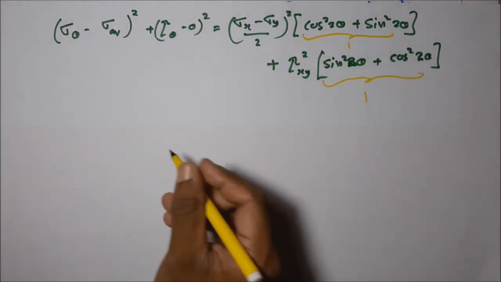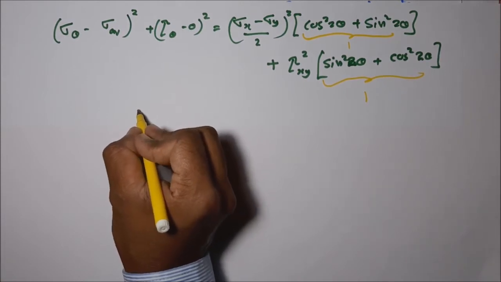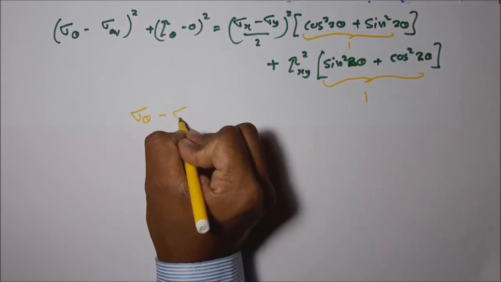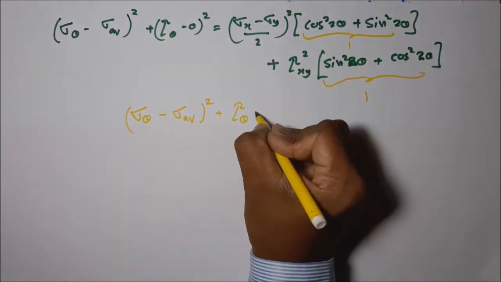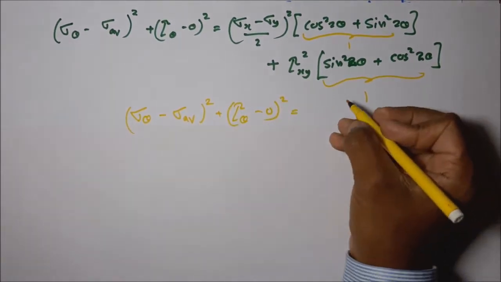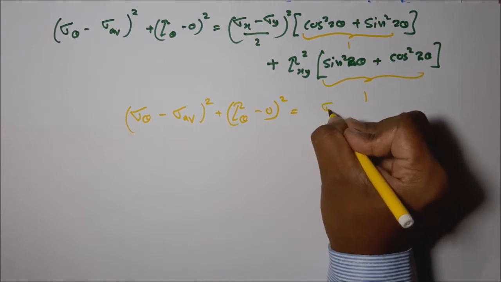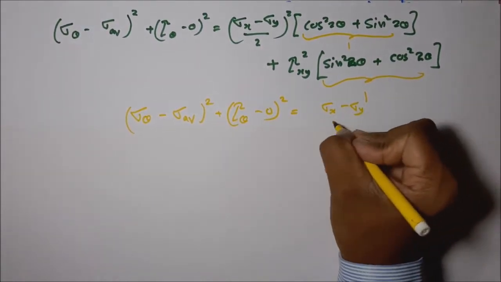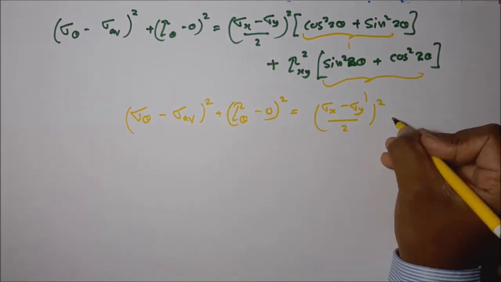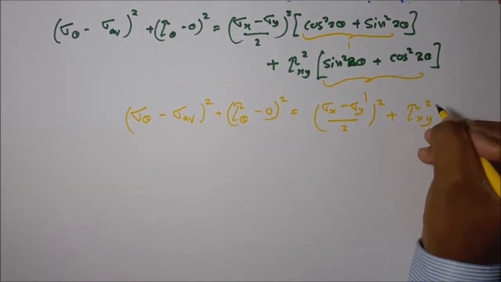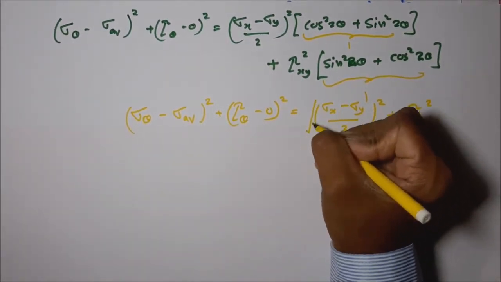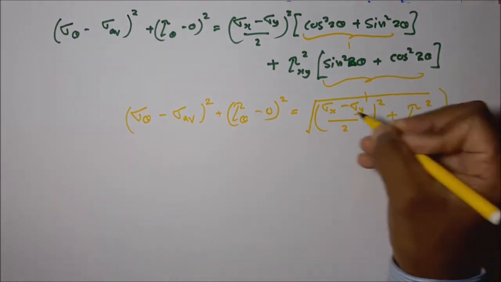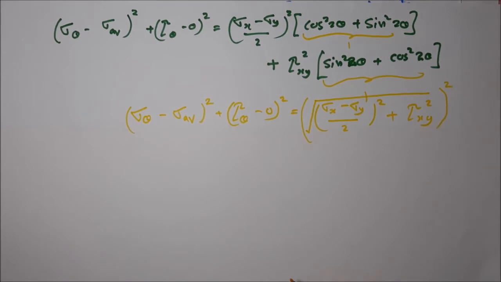Okay. So then this equation we can further simplify in this way: sigma theta minus sigma average, squared, plus tau theta minus 0, squared, is equal to, the only remaining terms, sigma x minus sigma y divided by 2, squared, plus tau xy squared. Then I am going to write this term in this format, taking the square. It doesn't change anything.